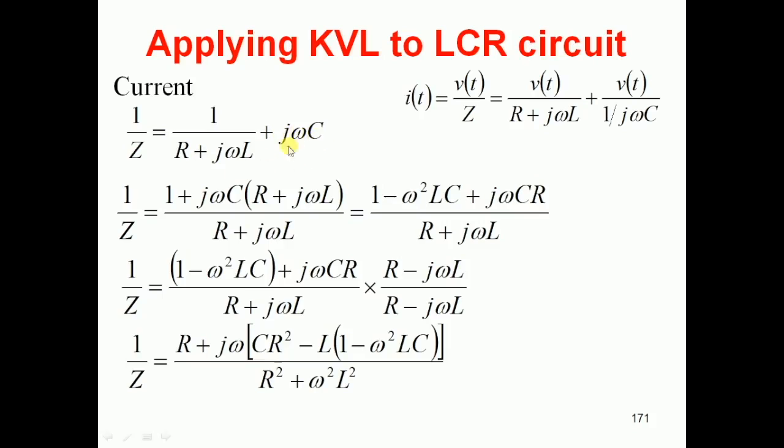Now we have to simplify this. LCM we shall consider R plus j omega L, and by considering R plus j omega L LCM, we are having 1 plus j omega C multiplied by this LCM. So you can simplify and sort out real part and imaginary part. After that simplification, 1 minus omega square LC is the real part and omega CR is the imaginary part, divided by R plus j omega L.